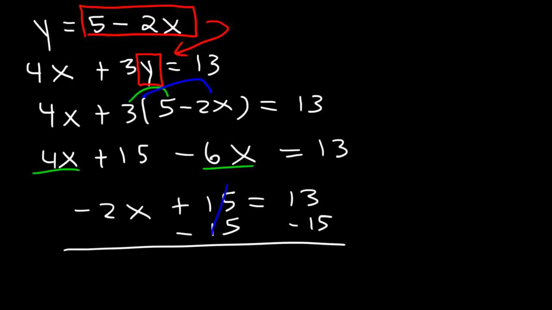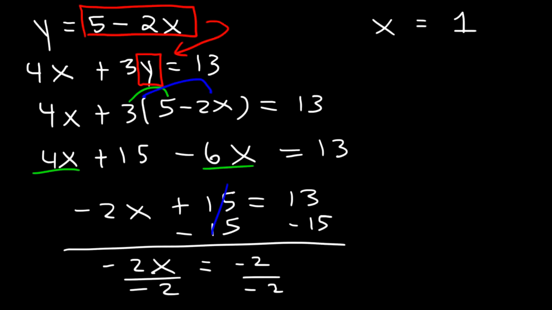So this will cancel. Negative 2x is equal to 13 minus 15, which is negative 2. Now let's divide both sides by negative 2. Negative 2 divided by itself is equal to 1. So x is 1. Now that we have the value of x, let's plug it into the first equation to get the value of y.